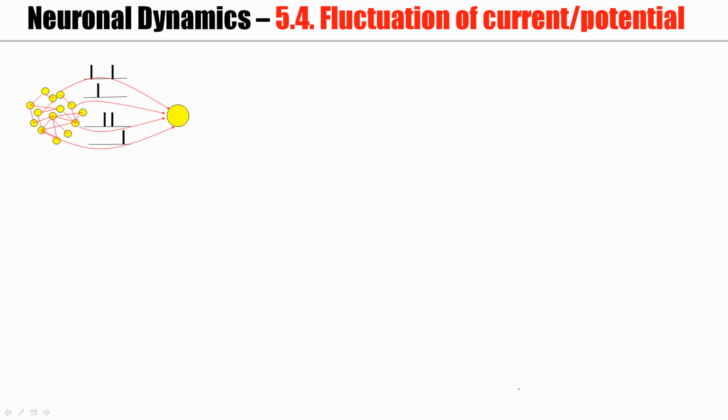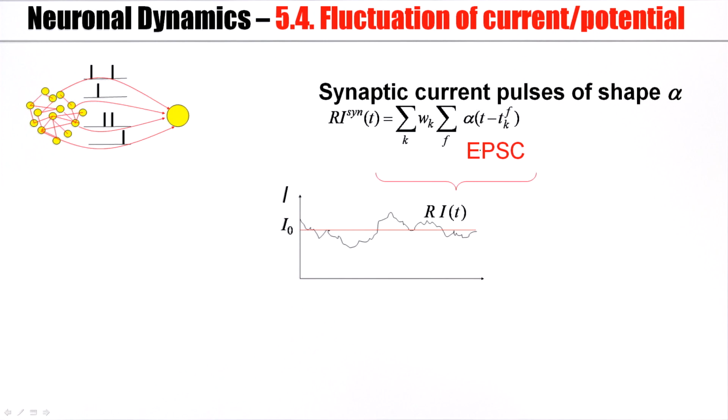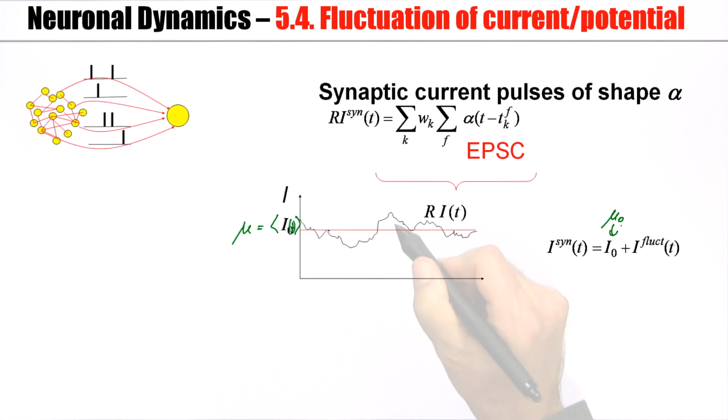So what we did is we pulled out an arbitrary neuron. We looked at the input current into this neuron. I have these pulses alpha. Each pulse describes an excitatory postsynaptic current. Excitatory in our case. It could be an inhibitory current, then it would be IPSC. So let's stick to the EPSC. The result of this is some fluctuating current, and I'm able to calculate the expectation value of this fluctuating current. And this gives a mean value, which I summarize as I0 plus a fluctuating part.